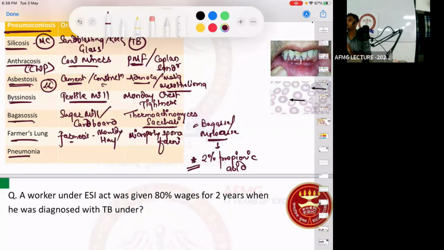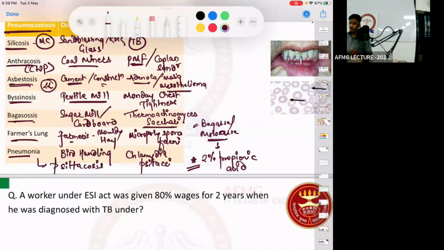Pneumonia. Now some occupations can also lead to pneumonia, and one of them is bird handling. Therefore, this type of pneumonia is also called bird handler's pneumonia. The organism which causes it is Chlamydia psittaci, and therefore this bird handler's pneumonia is also called psittacosis.